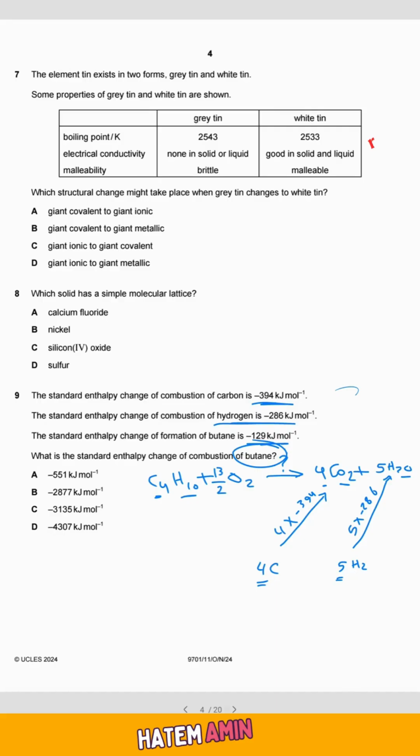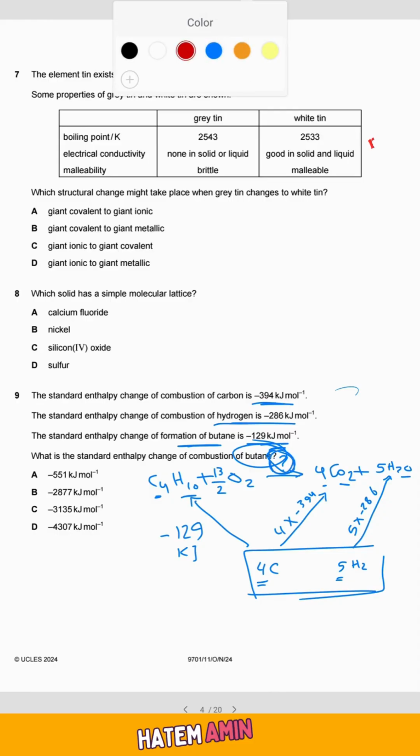Now what do we need? We need to find this enthalpy change. And also he provides us with the formation enthalpy change of butane, which is minus 129 kilojoule. So the butane can get formed from carbon and hydrogen by this enthalpy change, which is minus 129 kilojoule per mole. Now what do we need to find? We need to find this one, as we don't have it. So now we will write the equation.